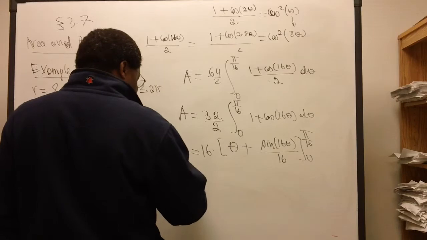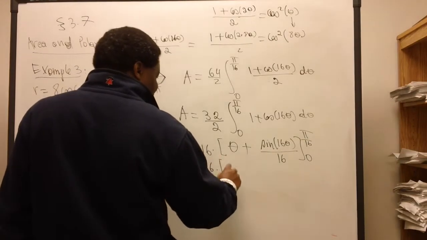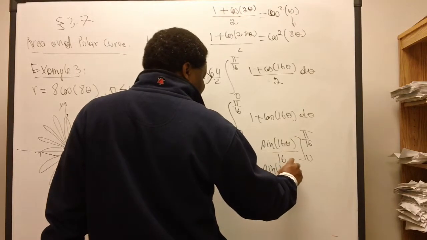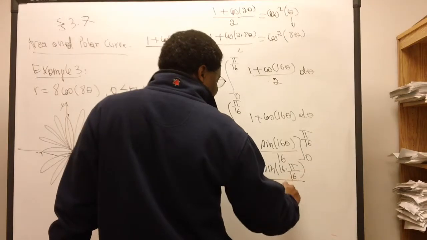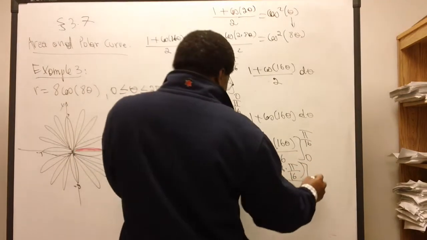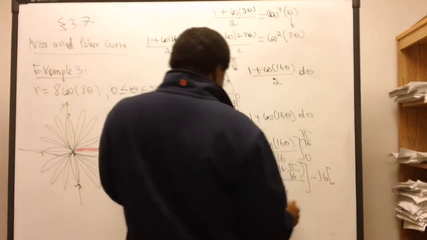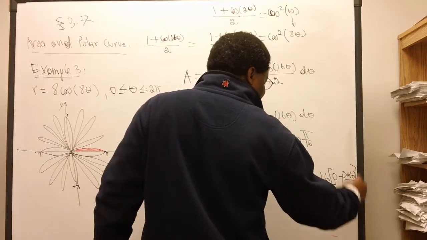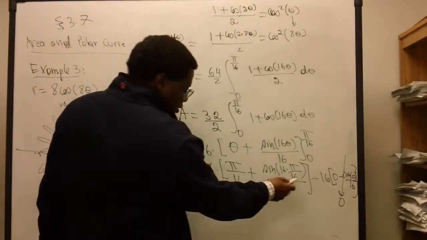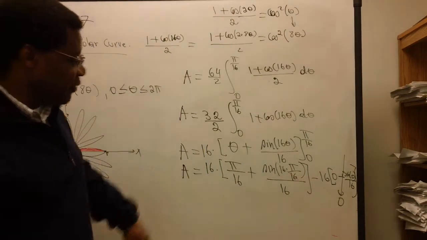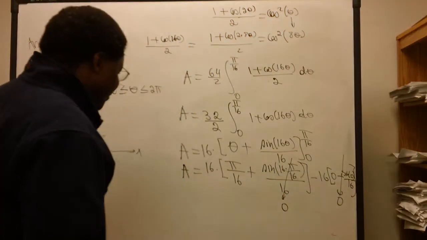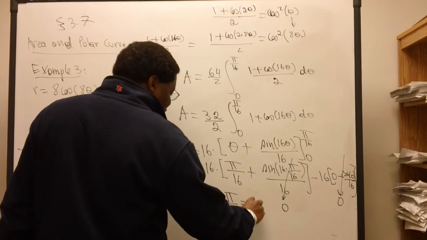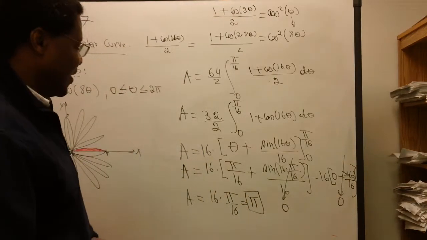When we plug in pi over 16, we're going to get pi over 16 plus sine of 16 times pi over 16, over 16. And then minus, if you put 0 for theta, sine of 0 over 16, this whole thing is 0. Now, when you cancel 16 divided by 16 is 1, 1 times pi is pi, sine of pi is 0, so again this is 0. So the only thing that survives is pi, because you're going to get 16 times pi over 16, which just gives you pi.